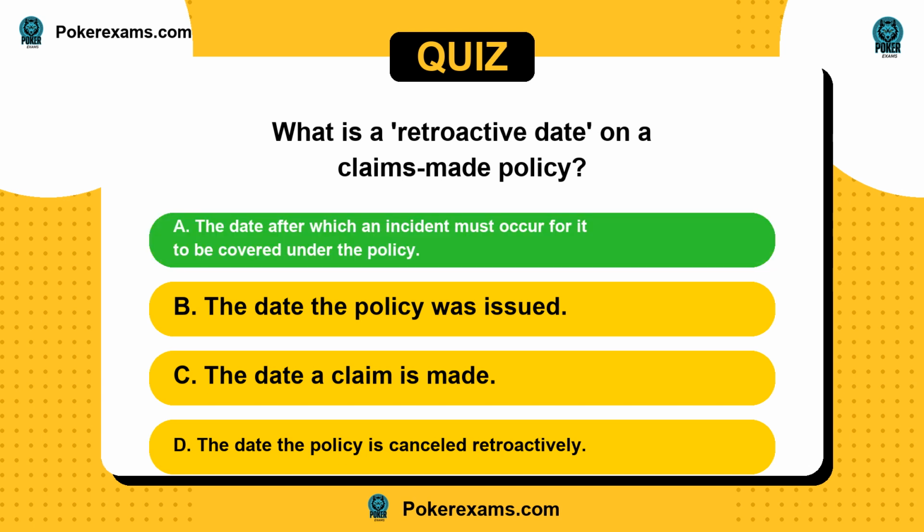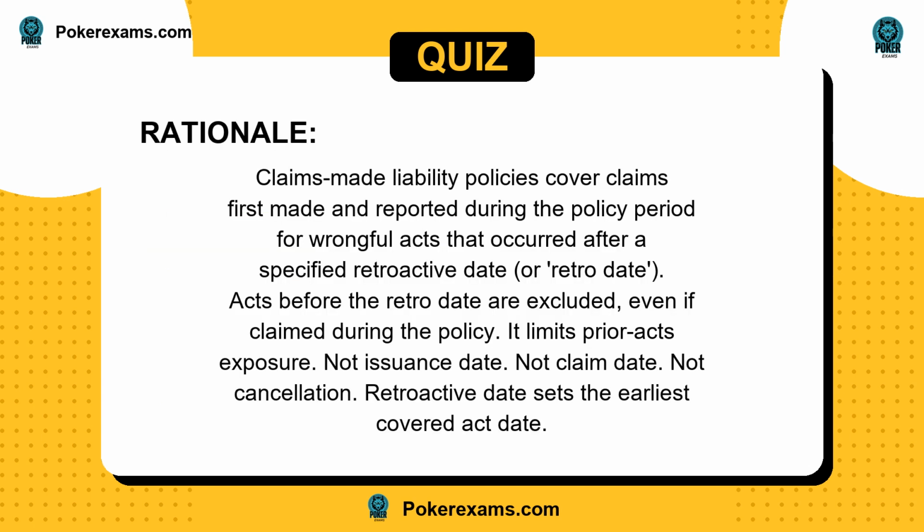The answer is A. Claims-made liability policies cover claims first made and reported during the policy period for wrongful acts that occurred after a specified retroactive date, or retro date. Acts before the retro date are excluded, even if claimed during the policy. It limits prior acts exposure. Not issuance date. Not claim date. Not cancellation. Retroactive date sets the earliest covered act date.